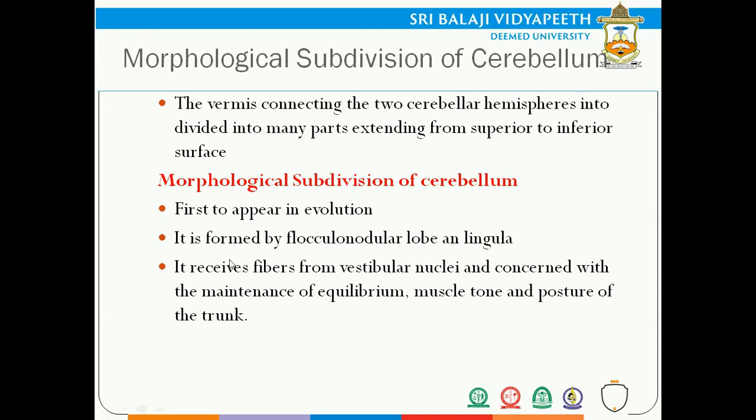So it is next. It is formed by the floccular nodular lobe and lingula. The floccular nodular lobe is a tongue-like projection which is seen at the base of the peduncular area, and it has some specific functions which we will learn. It receives fibers from the vestibular nuclei concerned with maintenance of equilibrium and muscle tone and posture of the trunk. So the main functions of the cerebellum include maintenance of posture.